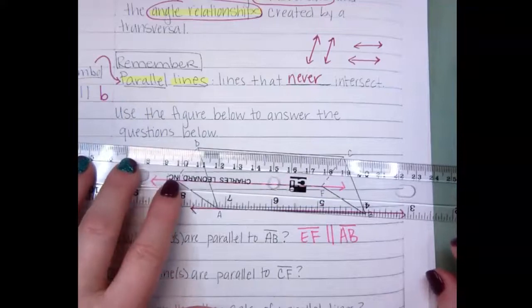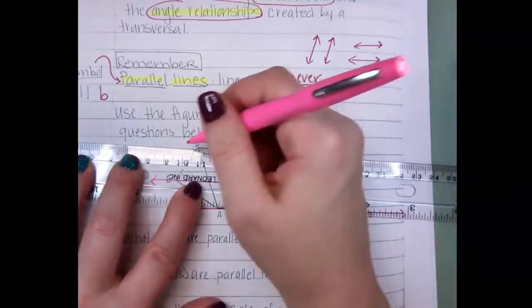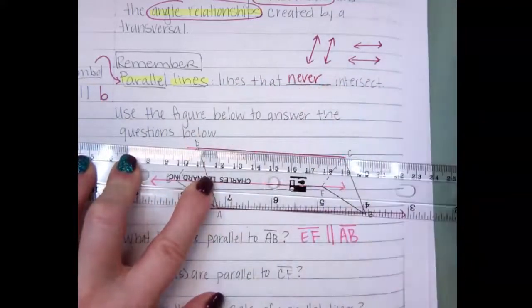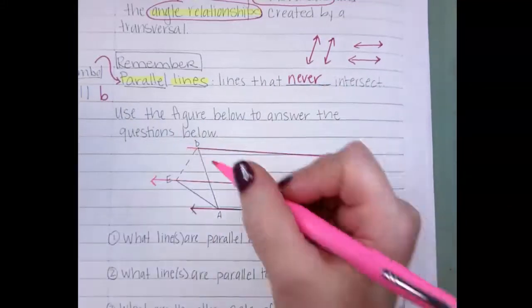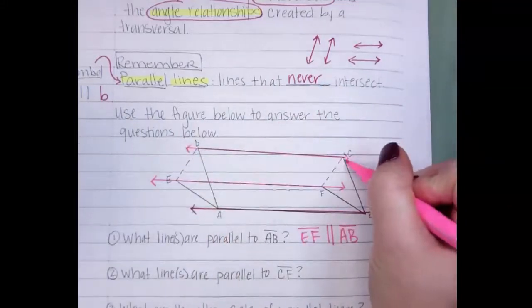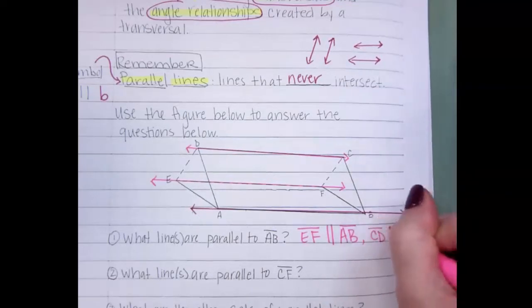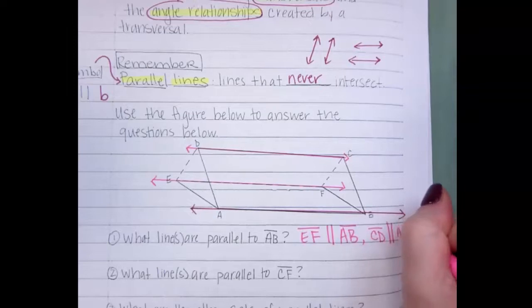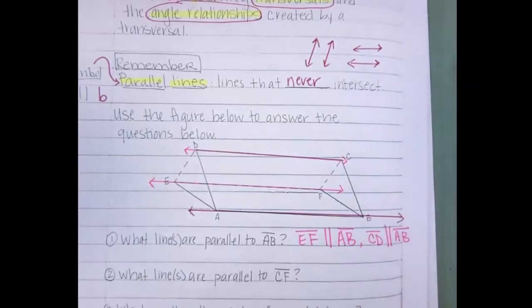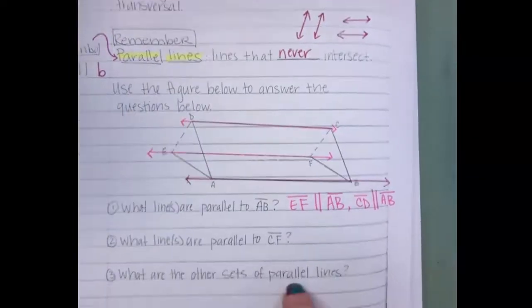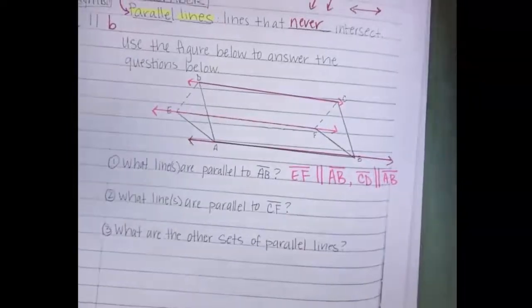Oop, I found another one. Boom, right there. DC. Okay, so some of you are really good at finding these visually. Some of you might need the help of a straight edge. All right, so now I want you to go try to find the lines that are parallel to CF. So use the same strategy I just used and see what you can find is parallel to CF. I'm going to give you a minute.